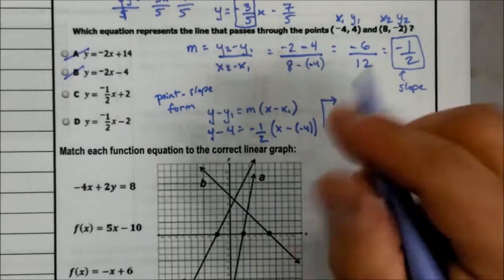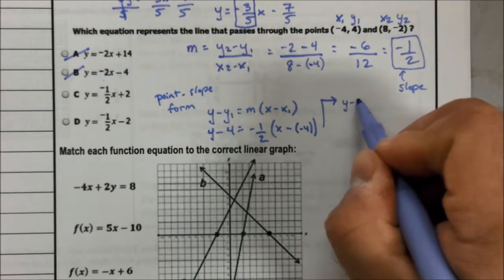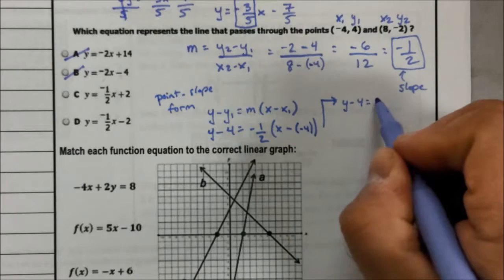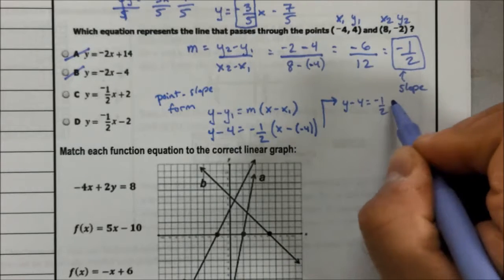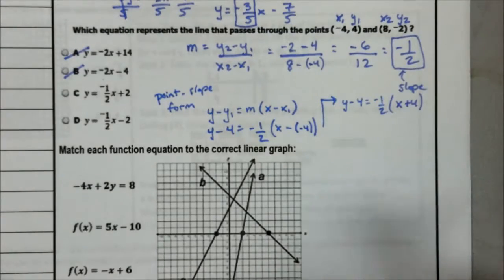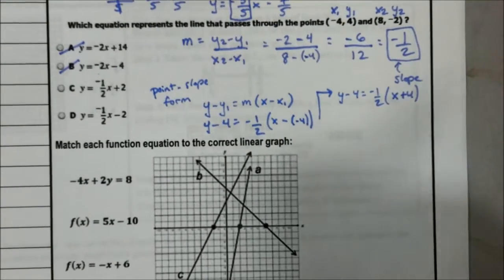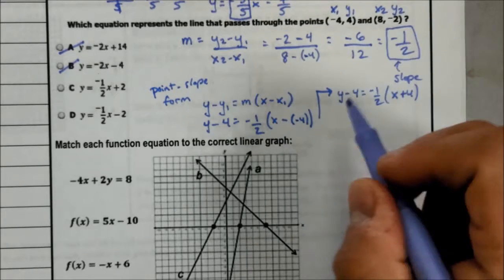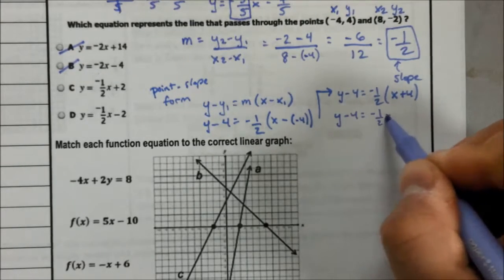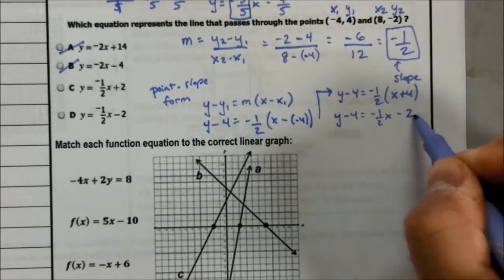So let's do the math here. So y minus 4 will stay y minus 4. Alright, so this will be negative 1/2 x plus 4, because the two negatives make a plus. Now I'm going to distribute. So this would be y minus 4 equals negative 1/2 x minus 2.